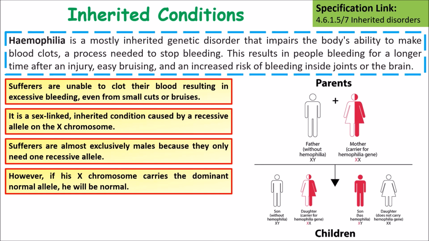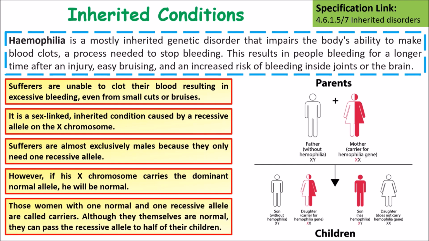However, if his X chromosome carries the dominant or normal allele, then he will be normal. Women with one normal and one recessive allele are called carriers. Although they themselves are normal, they can pass on the recessive allele to half of their children, potentially.